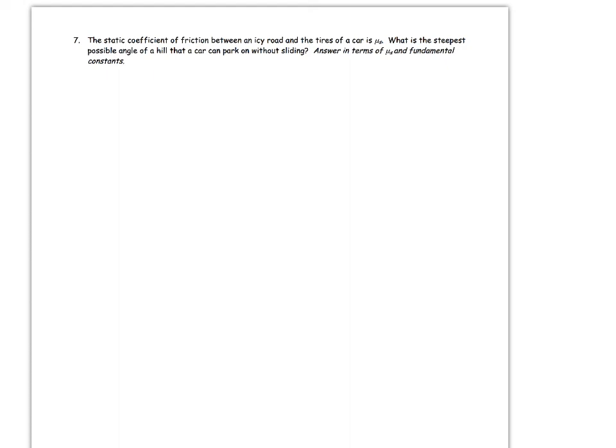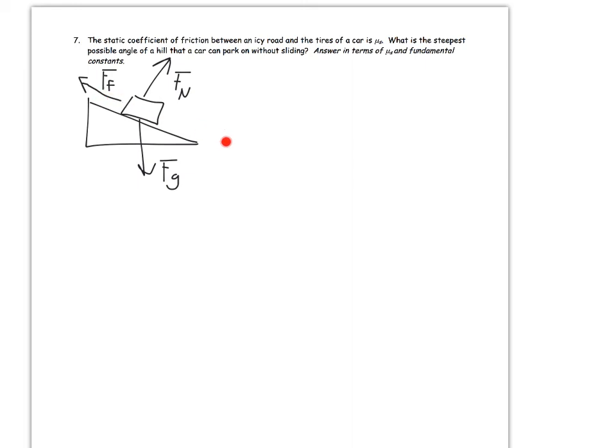All right, up next we have the static coefficient of friction between an icy road and the tires of a car is mu s. What is the steepest possible angle that the car can park on a hill without sliding? I'm going to set up my free body diagram here once again. So we have our car on an incline, we have the force of gravity going down, normal force going up, and in this case it's static friction, but it's going up the incline because the car, if there wasn't static friction, would slide down it. So that static friction is going to oppose the direction the car wants to slide.